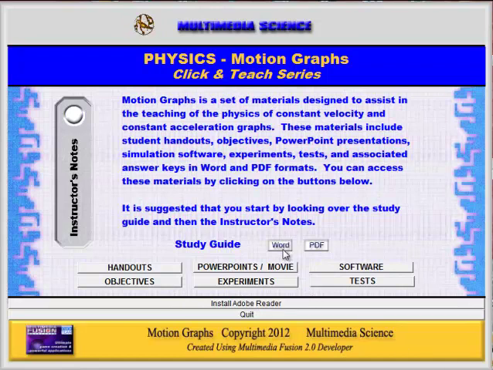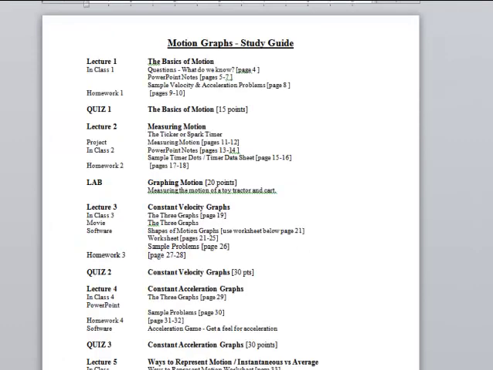Let's start with the study guide. The study guide is a step-by-step lecture, homework, quiz, project, movie, software, PowerPoint. So it's a step-by-step plan on how you can use all of these materials. That doesn't mean you can't use them in a different way or that you can't add or subtract materials. Obviously, that's up to you. The Click and Teach package just gives you a mountain of materials to choose from to use the way that you see fit.